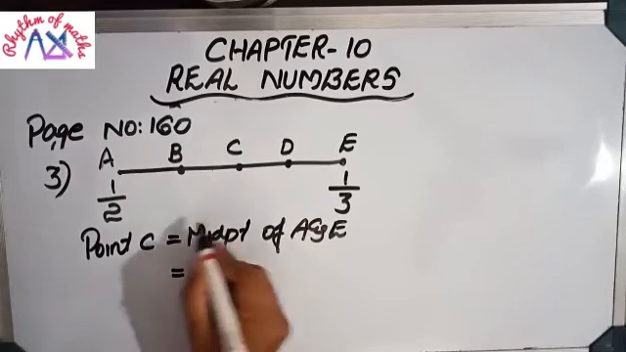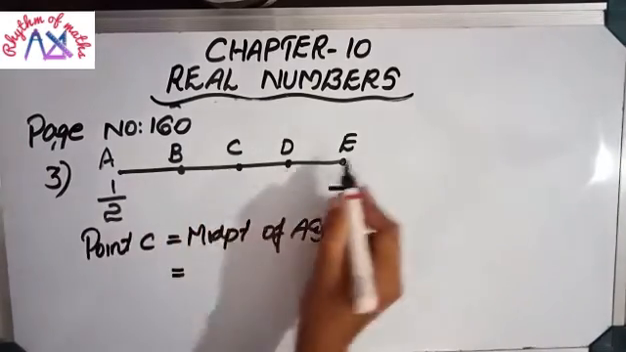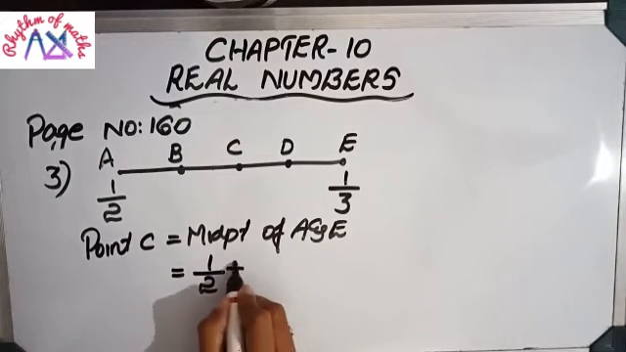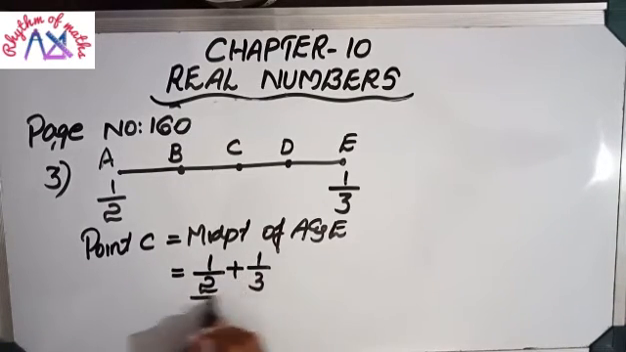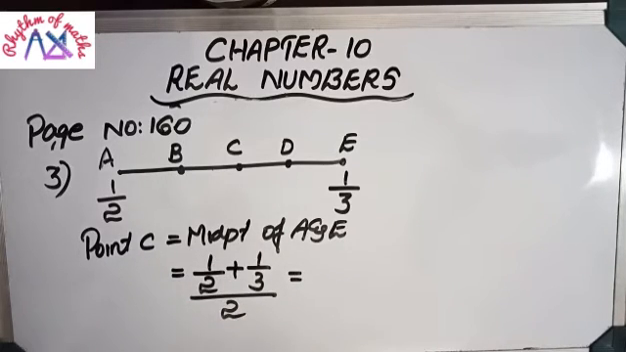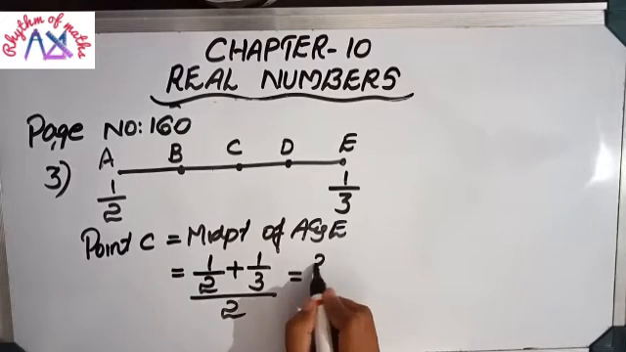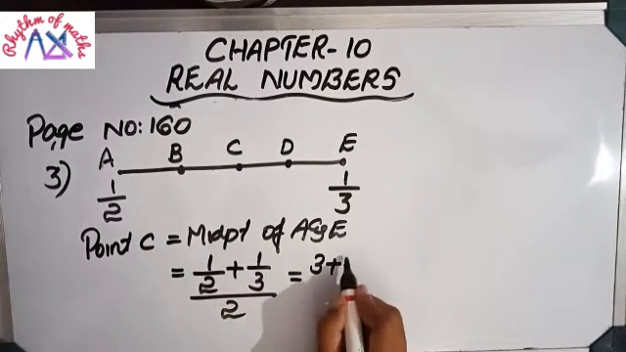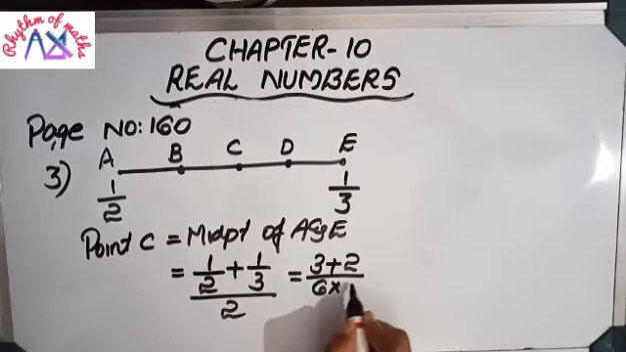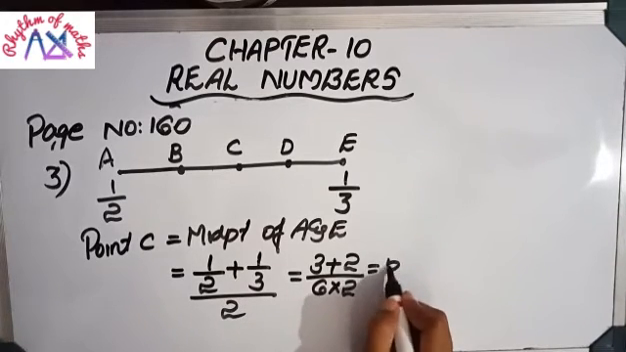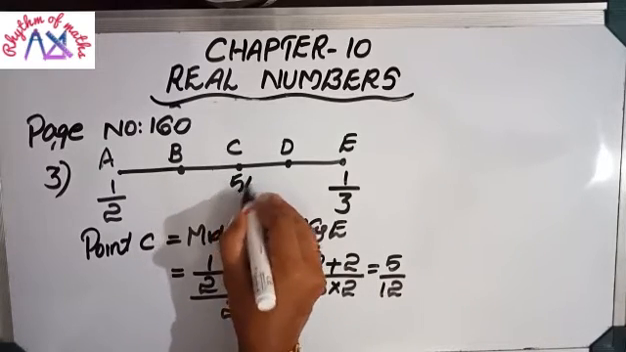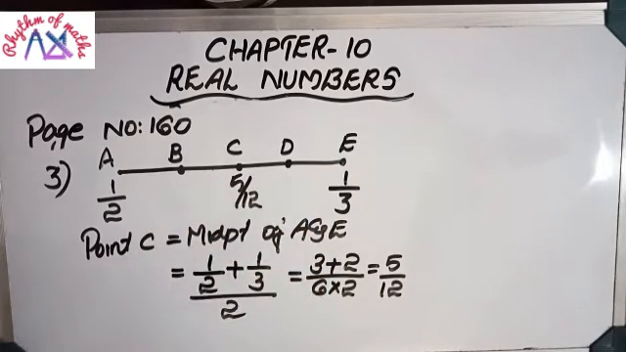So, how will we find the midpoint of A and E? A point and E point we already know. So, 1 by 2 plus 1 by 3 whole divided by 2. Just by using this equation, we will get the point C. So here 1 into 3, 3 plus 1 into 2, 2; 3 twos are 6, into this 2, that is 5 by 12. So this C point is 5 by 12. So we got the C point.